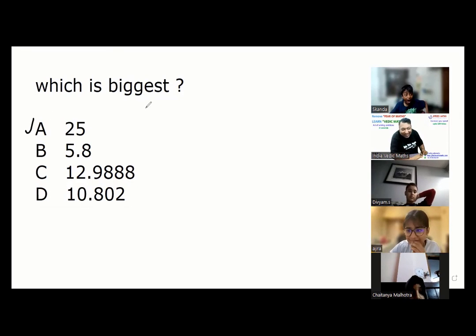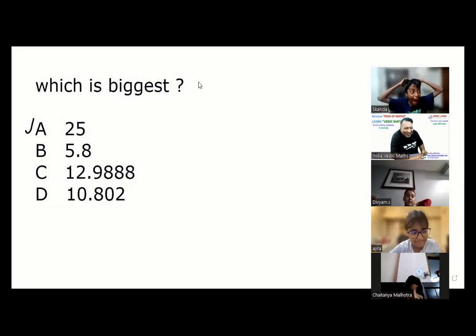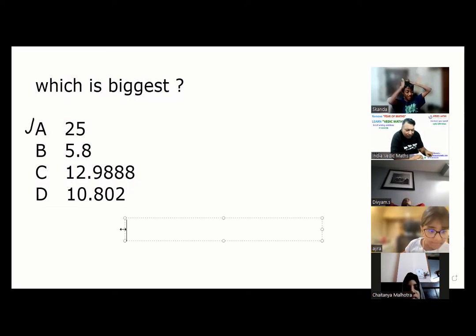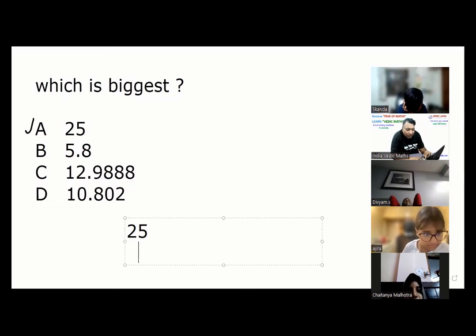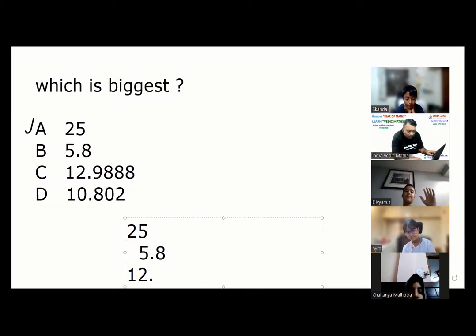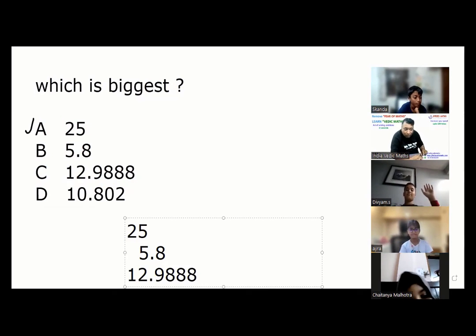You will say what, sir? Ira? So let's see. I told you to put every number one below the other, aligned by decimal point. So you will write 25. Then you write 5.8. Then you write 12.988. Right? You have to arrange all of them one below the other with the decimal points aligned. Yes or no? I told you earlier, or not?